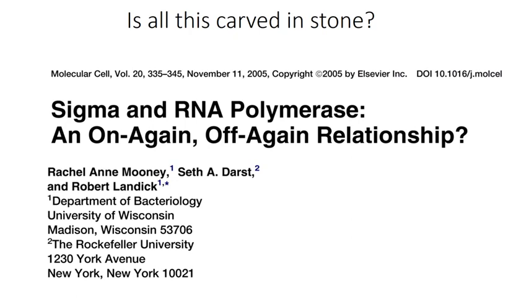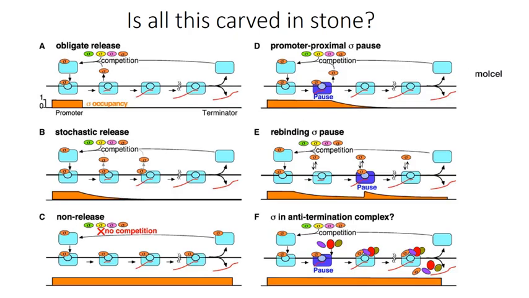This idea has been apparently challenged quite seriously. So if you are interested, you can go back to this overview, and there are indeed many different models that are apparently consistent with data. And it goes from the sigma factor really leaving completely up to the sigma factor staying on top of the polymerase the whole time. So again, we have a nice example of how complicated life science is, and that we cannot take anything for granted, even if it is found in the textbook.